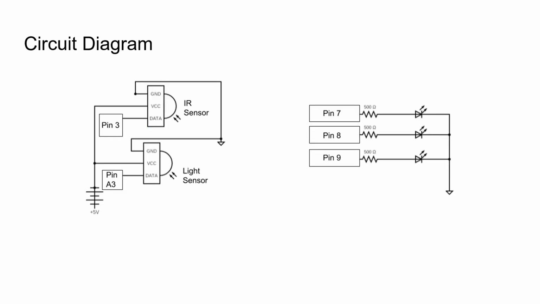This is a basic interpretation of the circuit diagram. Digital pin 3 was used, analog pin 3 was used for the IR sensor and the light sensor respectively. The IR sensor is technically an analog sensor, but it functions just as well as a digital sensor. Pins 7, 8, and 9 are all three output pins that have a 500 ohm resistor with the LEDs appropriately all grounded.